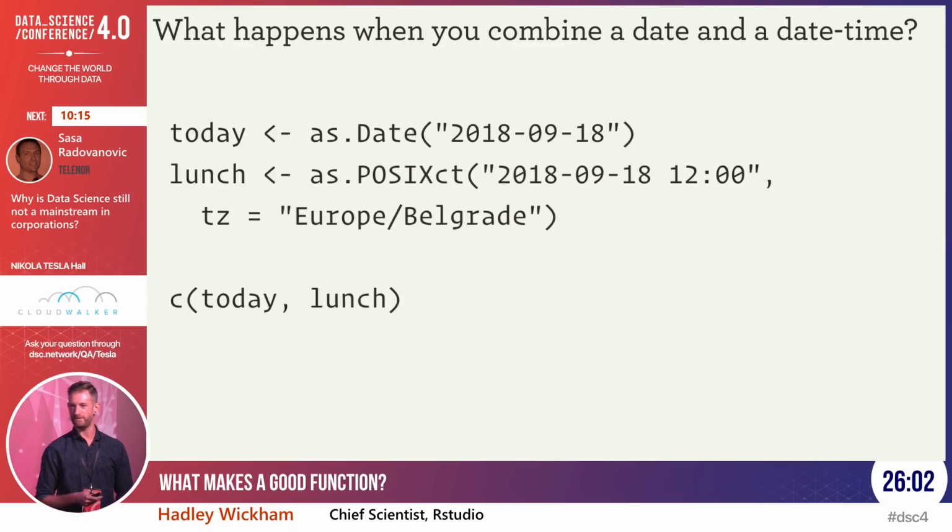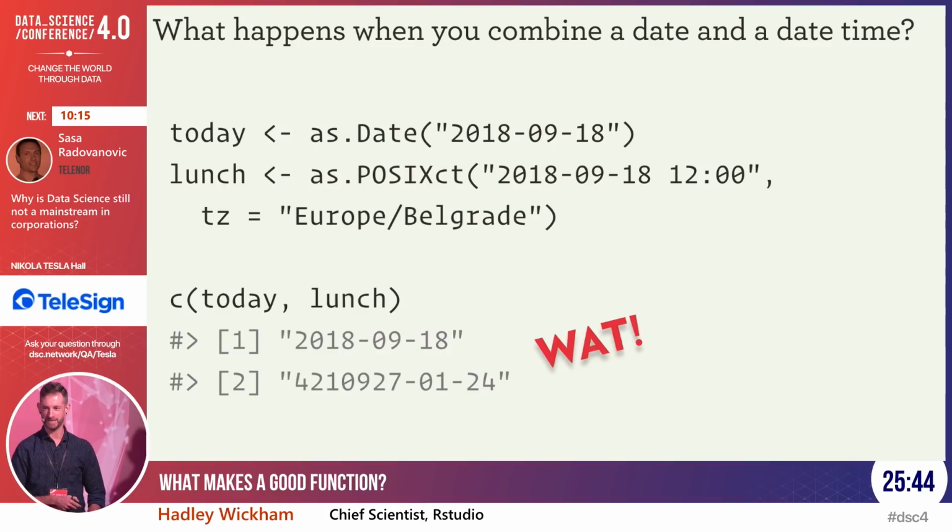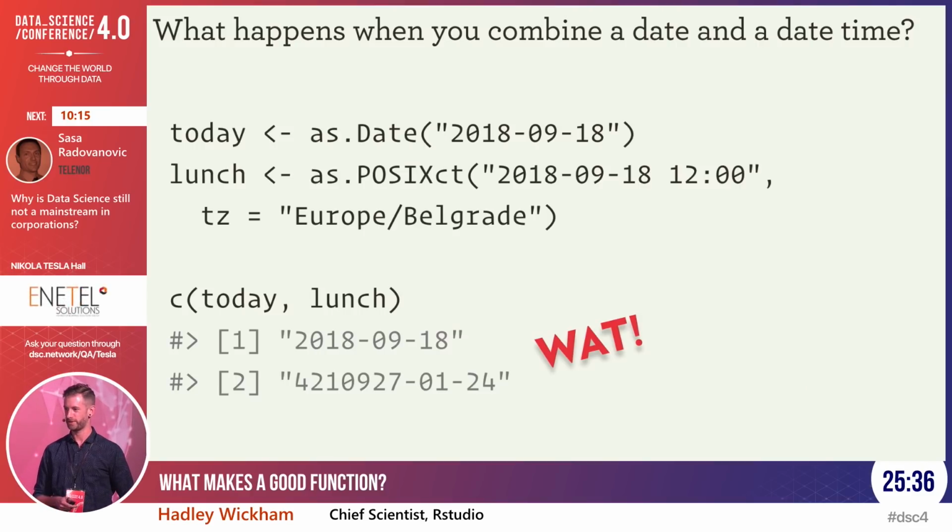Or say I have a date, today's date, and I have the time, lunchtime, and I combine those together in a vector. What am I going to get? What? So I get today, and then I get this date. It's even hard to parse this as a date. This is the date in the year 4,210,927 on January 24th. It's pretty surprising, right?